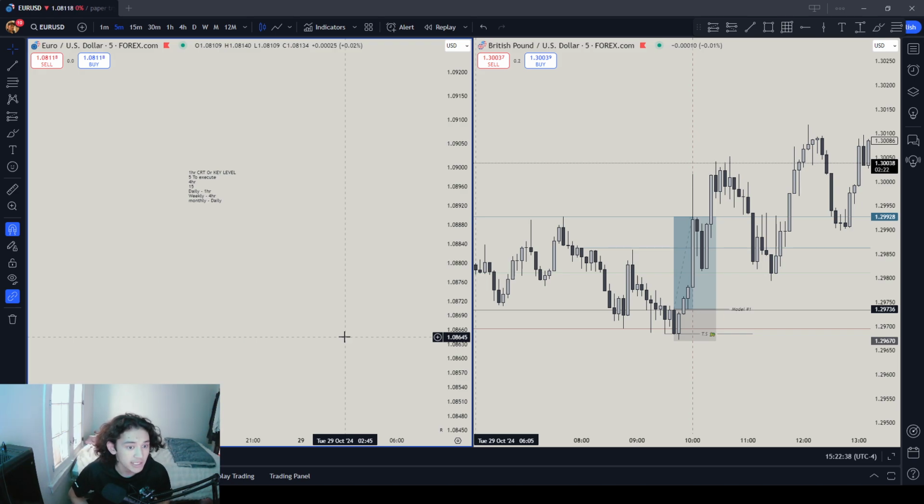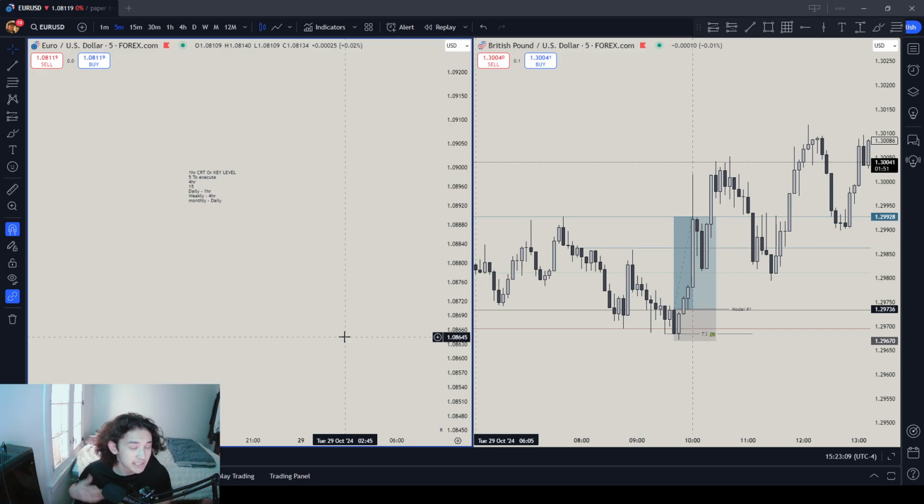If you're using an hourly CRT or key level or PD array or building block in the hourly time frame, as I said before, you're going to be going to the 5 minute time frame and looking for your model. So a 5 minute model, 5 minute unicorn model, 5 minute fair value gaps, and it cannot be only one fair value gap, by the way. You must have a context to it, right?